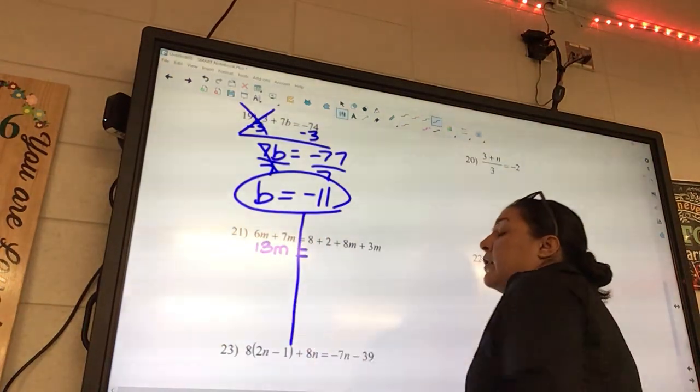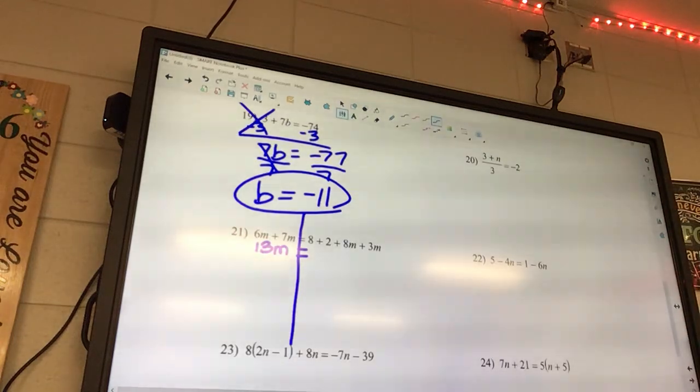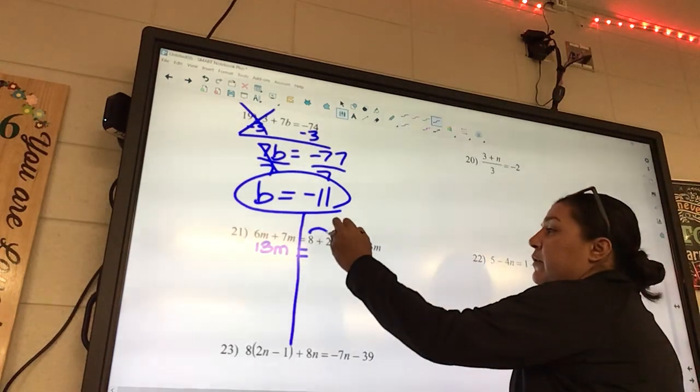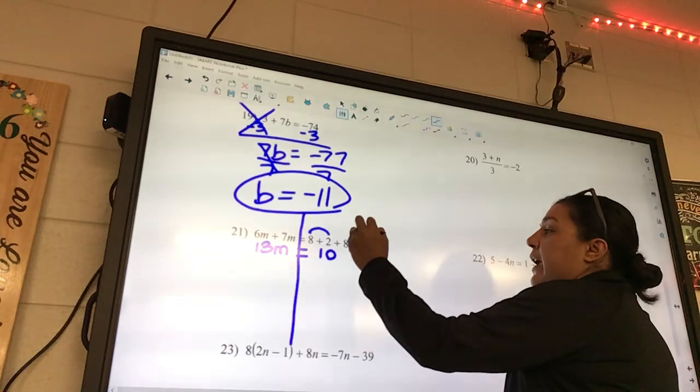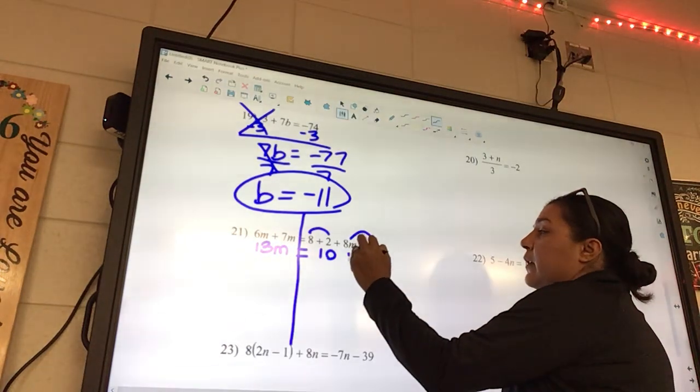Okay, what about the other side? How many pieces are there? There are 4, so we need to combine something. So who's going to get combined? The 8 and 3 and the 8 and 2. So 8 plus 2 is 10. 8 plus 3 is 11.